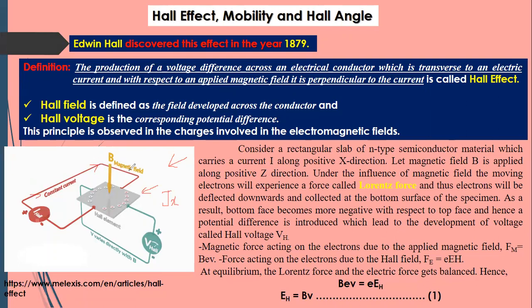The metallic slab is connected with one battery and the current is passed through in this direction, and at the same time the Hall voltage is connected in the perpendicular direction. In this way the Hall voltage is connected.